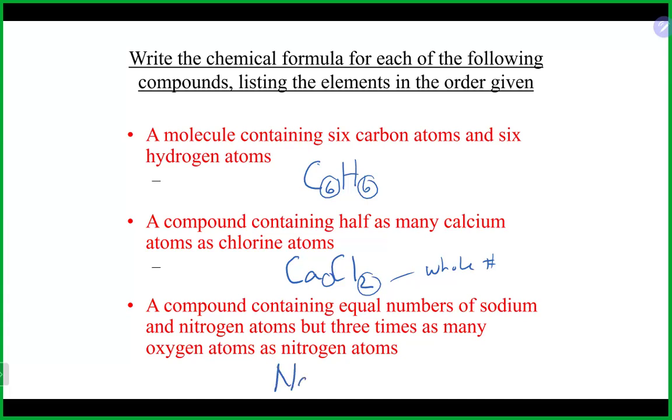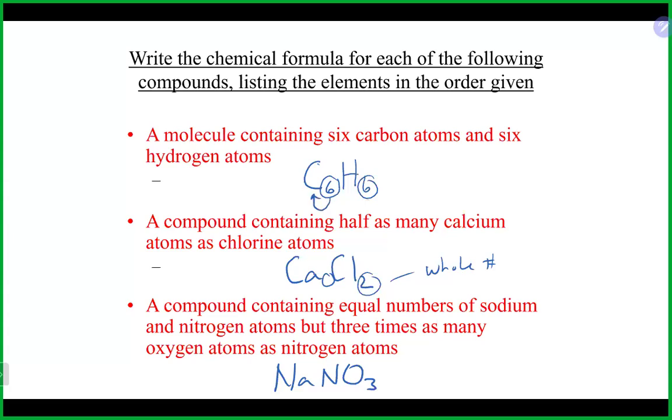sodium is Na, and nitrogen is N, and 3 times as much oxygen. So if we have 1 of sodium and 1 of nitrogen, that would mean we would have 3 times as much oxygen there, and that would give us something like sodium nitrate, which is what that is. Calcium chloride on the second one as well, and a little benzene, an organic compound, on the first one. Any questions on formulas?